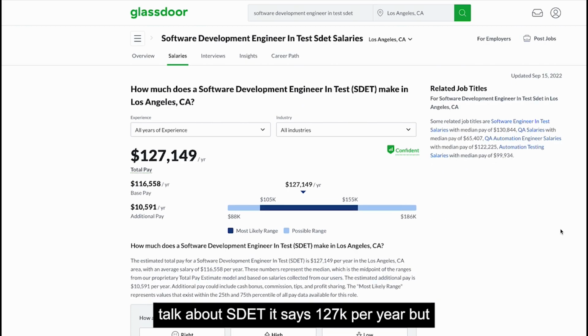When we talk about SDETs, it says 127K per year, but I would say if you apply for a job, in my experience, it's much higher, at least 10 or 20%. And you can see the range here: you can get from 105 to 155 for sure, but you can get up to 186, right?